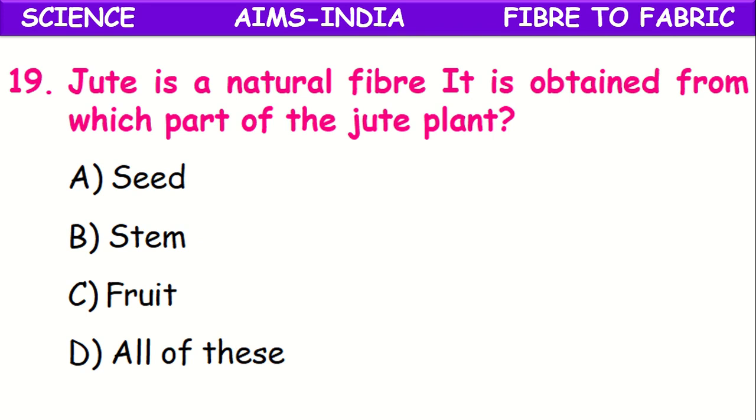Next, jute is a natural fiber. It is obtained from which part of the jute plant? Yes, jute is one of the natural fibers because it is obtained from plants. You can even say it is plant fiber. It is obtained from the bark, that is, from the stem of the jute plant that gives jute fiber. Okay, from the stem.